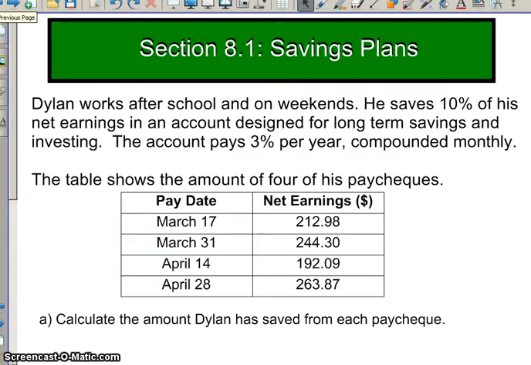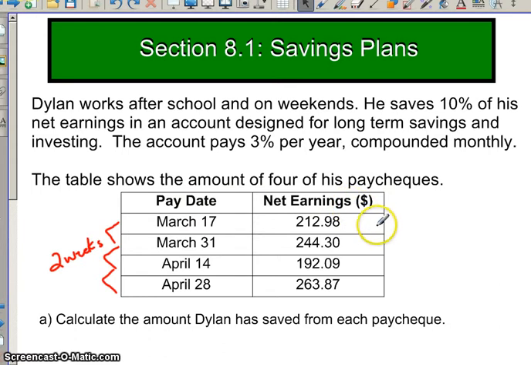Let's look at a typical example that deals with something that you may encounter in your life. So Dylan works after school and on weekends. He saves 10% of his net earnings in an account designed for long-term savings and investing. The account pays 3% per year, compounded monthly. This table here shows the amount of 4 of his paychecks. So a few things we need to notice. Number one, what's the pay period? So as we look at the dates, we find that he's getting paid every 2 weeks.